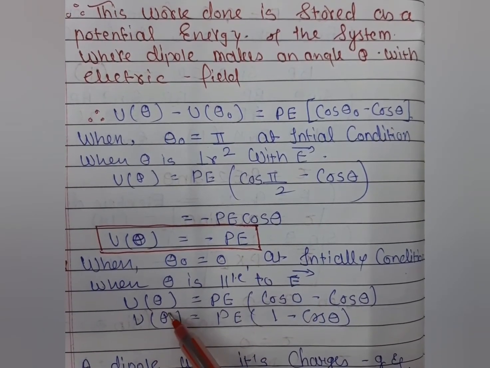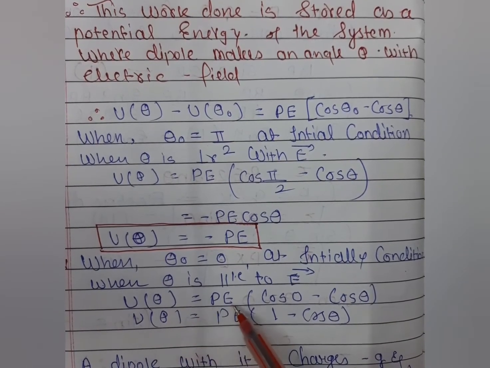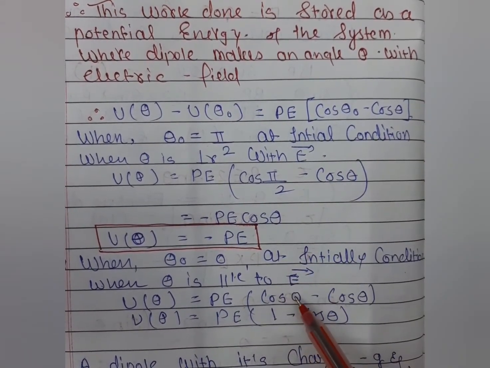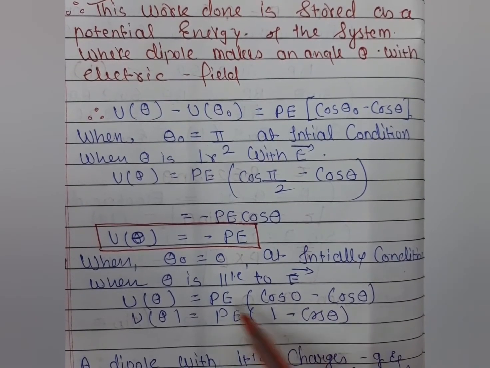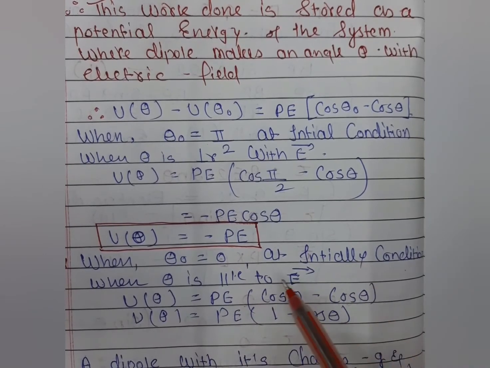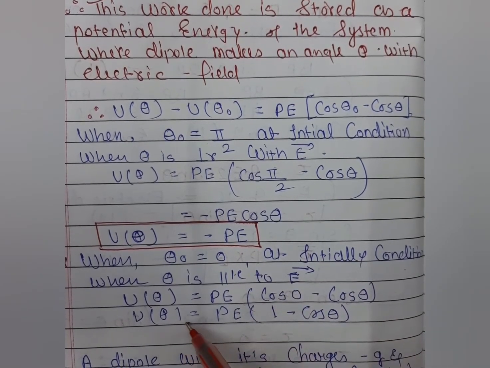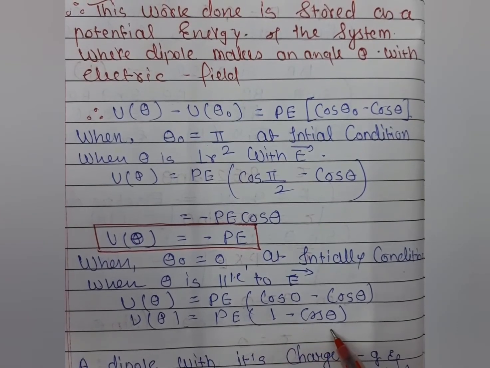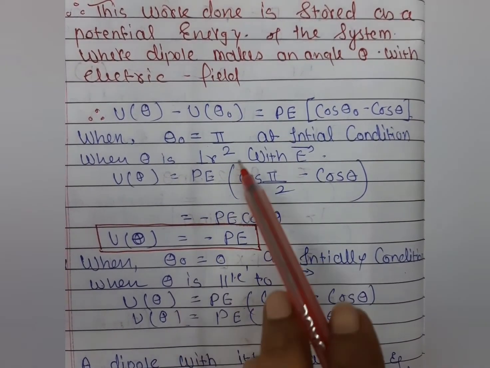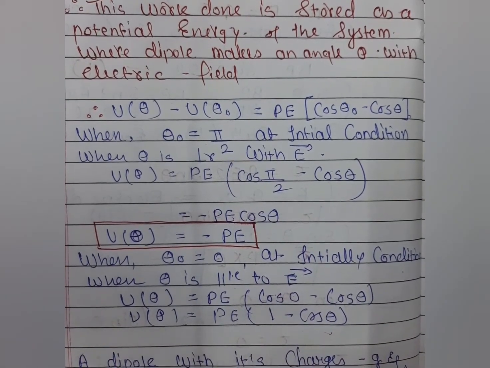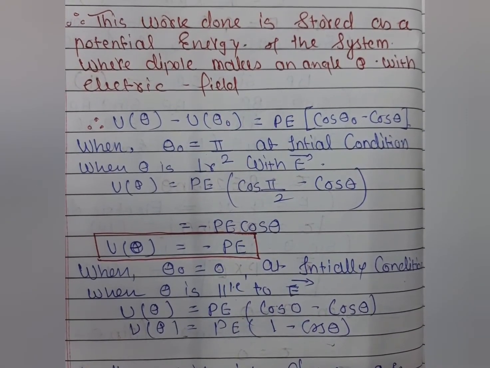So U theta is equal to PE, and in the place of theta naught we can substitute cos 0, and cos 0 is 1. So when the dipole and E are parallel, U theta in the form of energy is PE into (1 minus cos theta). So we have these two conditions, students. Always remember this, because it is very important in many competitive exams.